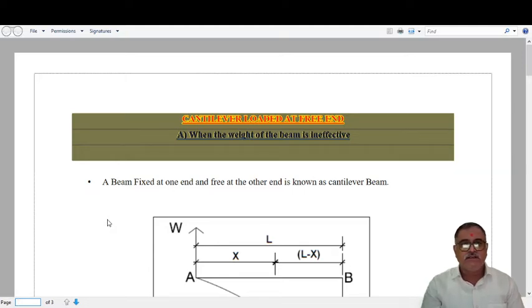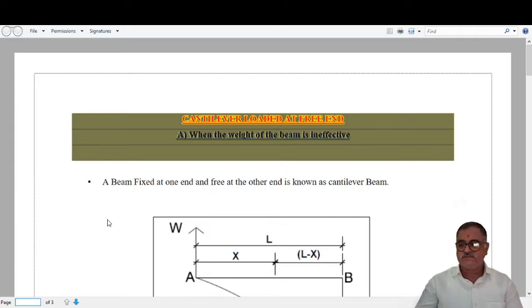See, a cantilever is nothing but a beam which is fixed at one end and free at the other end. Now, for this there are two cases: when the weight of the cantilever is ineffective, and the other case is when the weight of the beam is effective. Today we will see when the weight of the beam is ineffective.